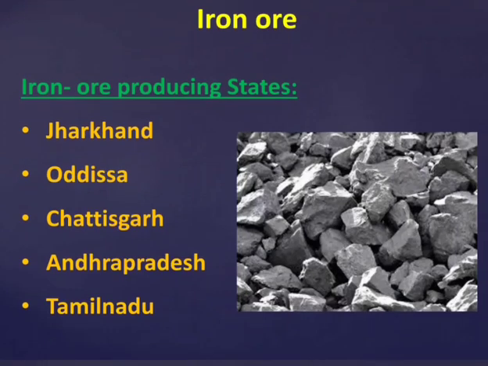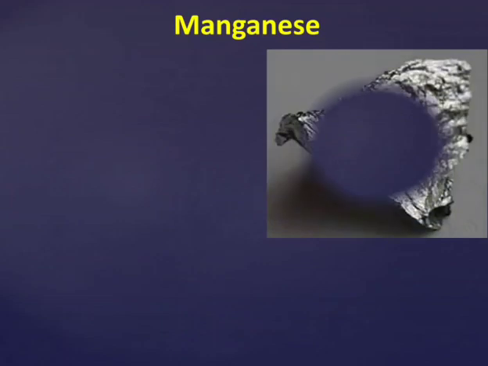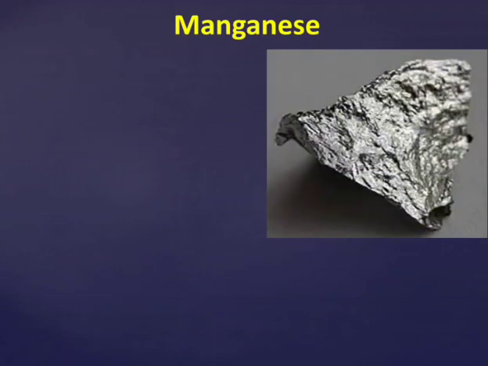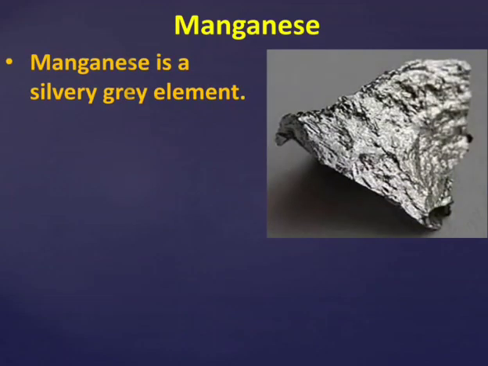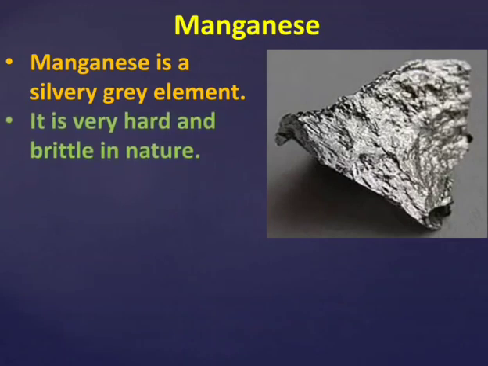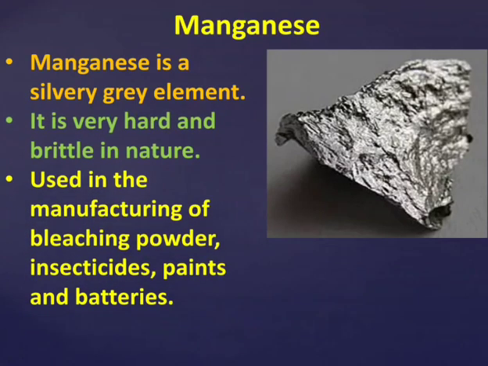Next we are going to discuss manganese. What is the color of manganese? Manganese is a silvery gray element. It is a very hard metal and one of the most important minerals for the iron and steel industries. It is also used in manufacturing bleaching powder, paints and batteries.